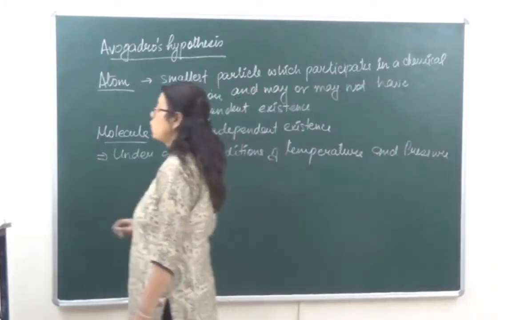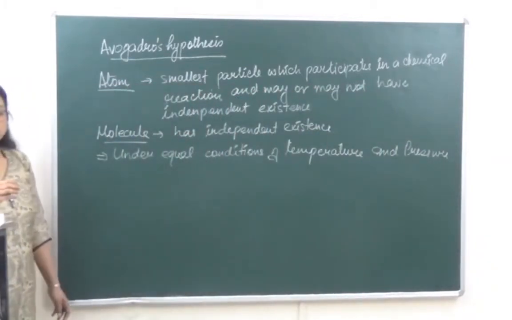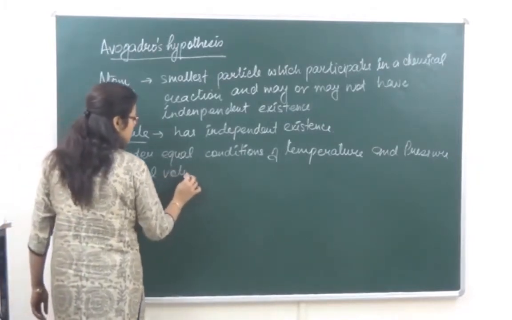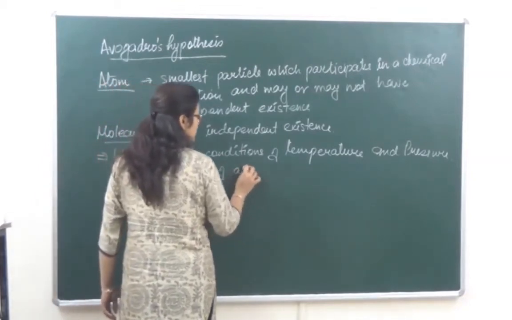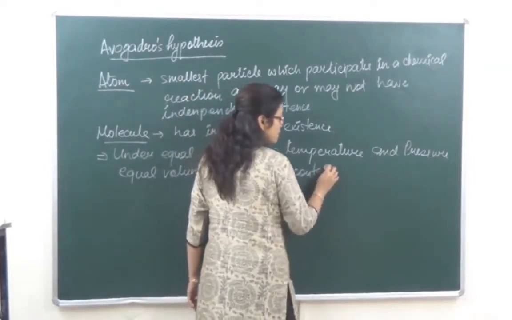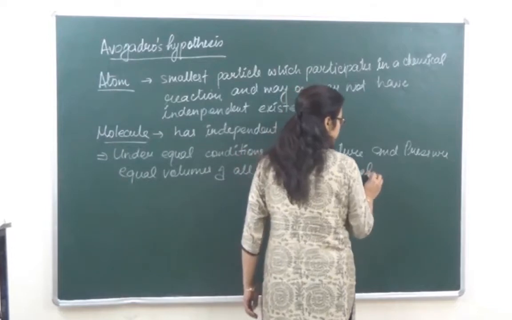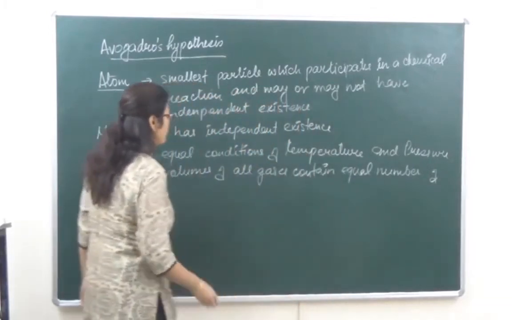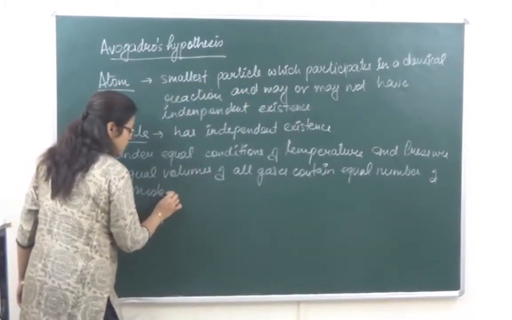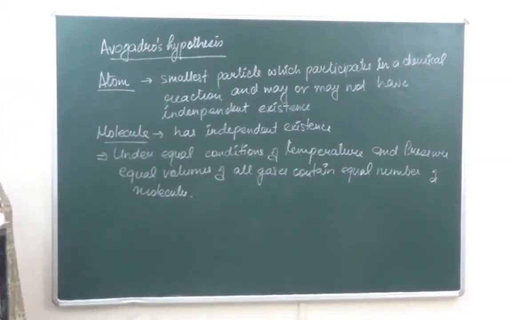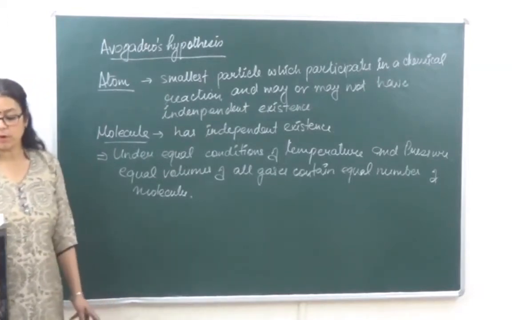Under equal conditions of temperature and pressure, equal volumes of all gases contain an equal number of molecules. Right? So this was Avogadro's hypothesis: under equal conditions of temperature and pressure, equal volumes of all gases contain an equal number of molecules.